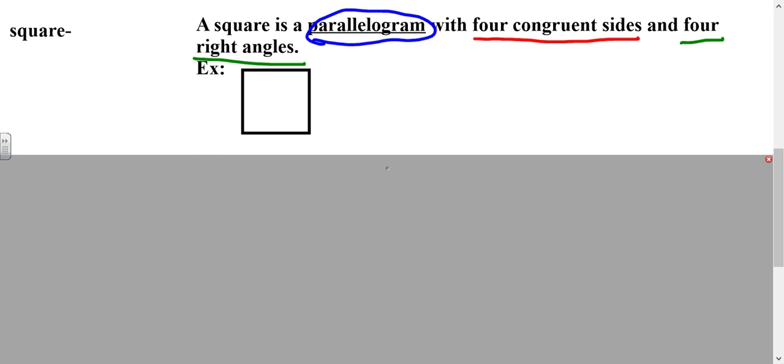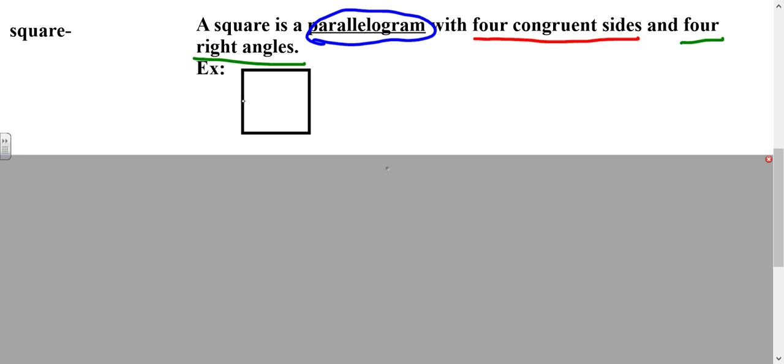So a square is a parallelogram because it has two pairs of parallel sides. A square has four right angles, so it is also a rectangle because that's the definition of rectangle. And a square has four congruent sides like a rhombus. So a square is a parallelogram, a square is a rhombus, and a square is a rectangle. So it's just a really specific type of each of those things. So we're going to mark all of these.